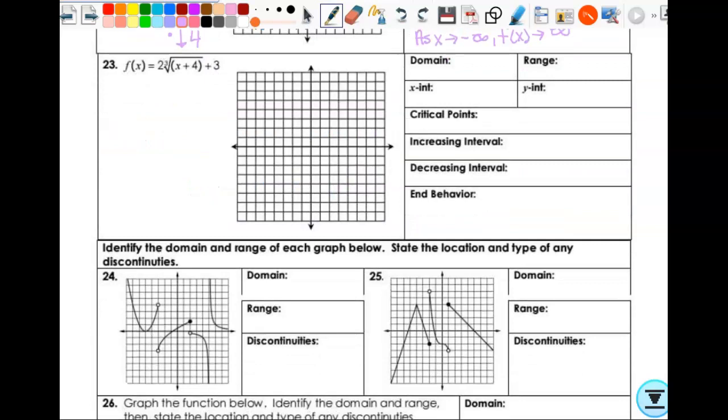So here, this is a cube root. F of x equals the cube root of x. And this is a parent function. I'm going to list off my transformations. I have a vertical stretch by 2 again. Then I'm going to the left 4, and I'm going up 3.